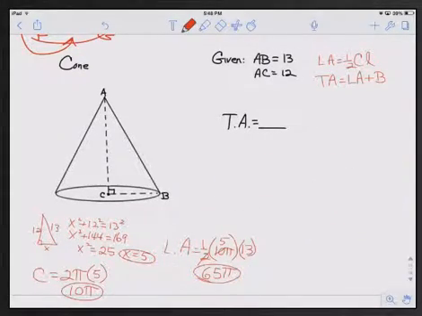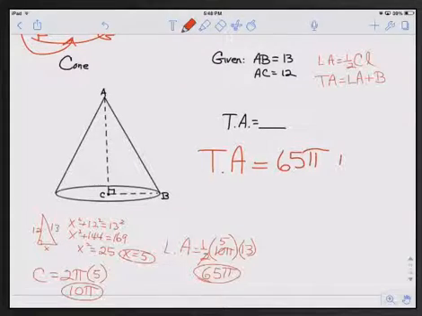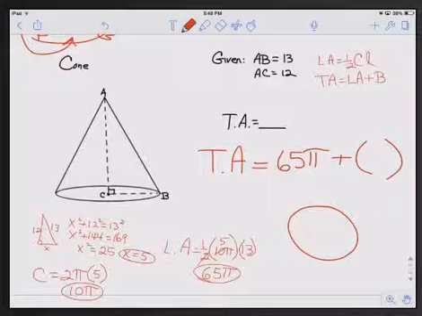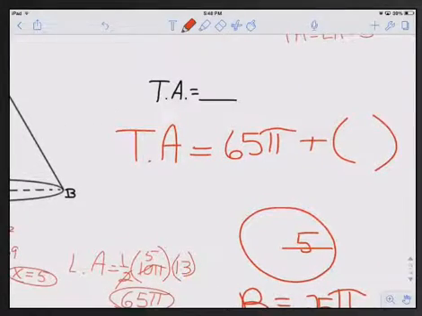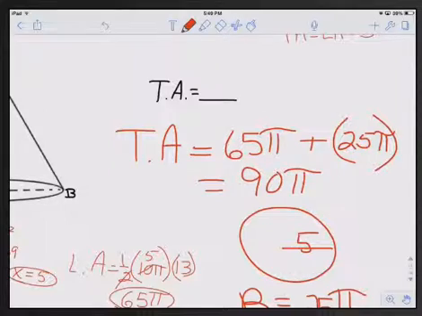Now we'll state, based on this formula, that the total area equals the lateral area, which we just found to be equal to 65 pi, and add to it the area of the base. The area of the base is the area of a circle where the radius is equal to 5. So the area of the base, represented by capital letter B, is pi times the radius squared, so that's 25 pi. So we plug that value in here. Added with the 65 pi, we get an answer of 90 pi for the total area.